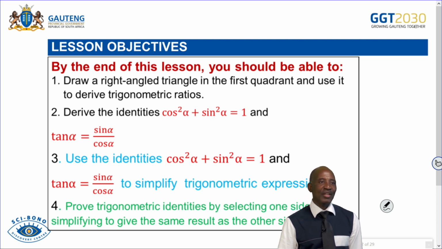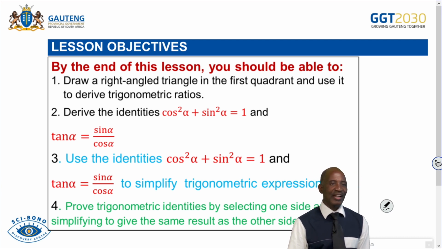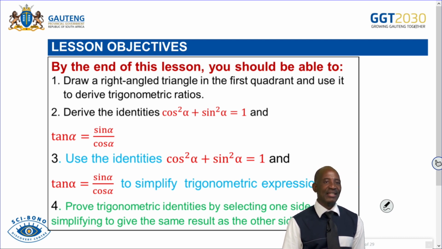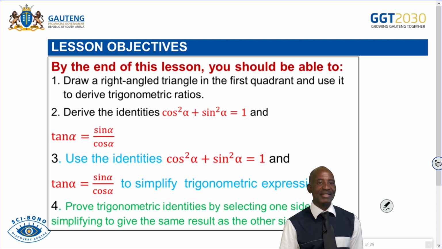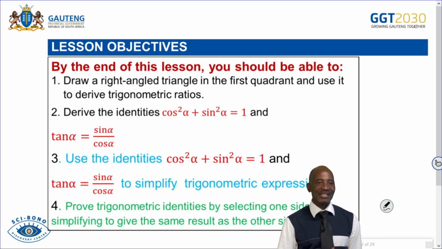Then three, we want to use the identities cos squared alpha plus sine squared alpha equals 1 and tan alpha equals sine alpha divided by cos alpha to simplify trig expressions or trigonometric expressions. Then in number 4, we should also be able to prove trigonometric identities by selecting one side and simplifying to give the same result as the other side.